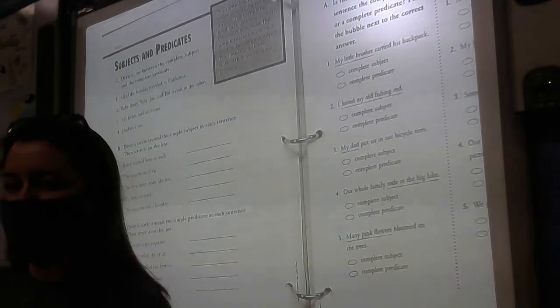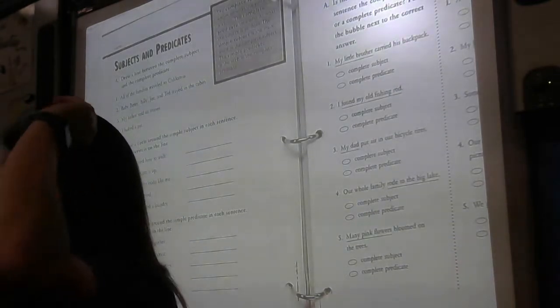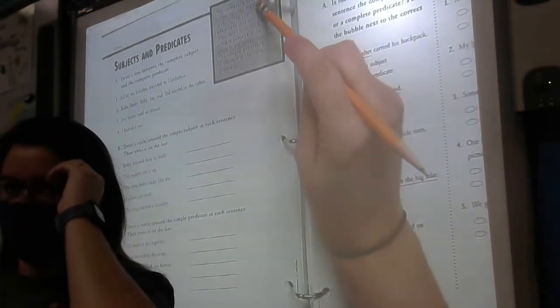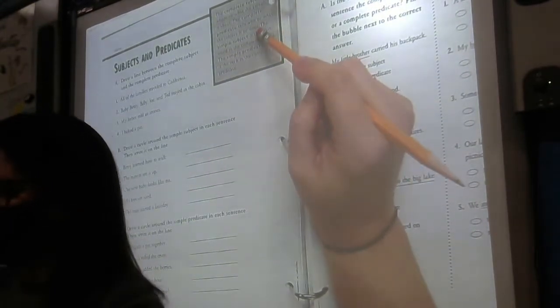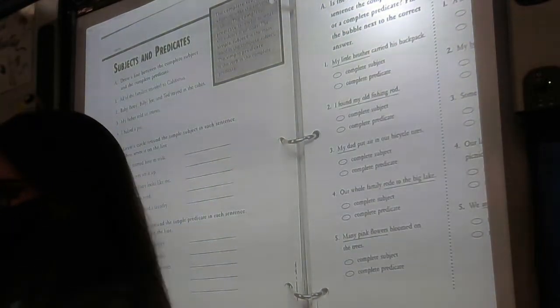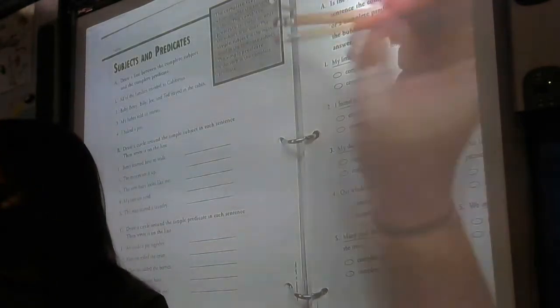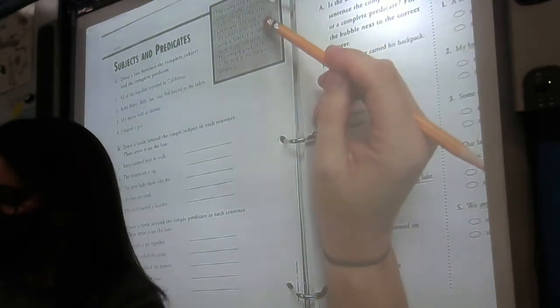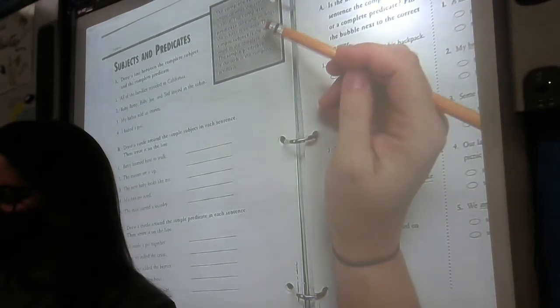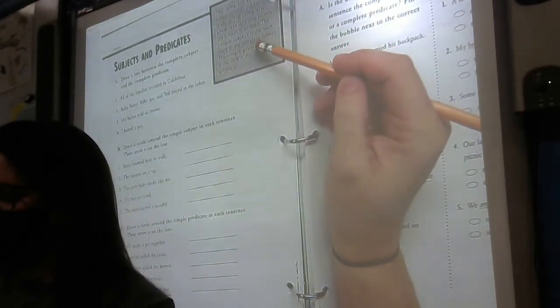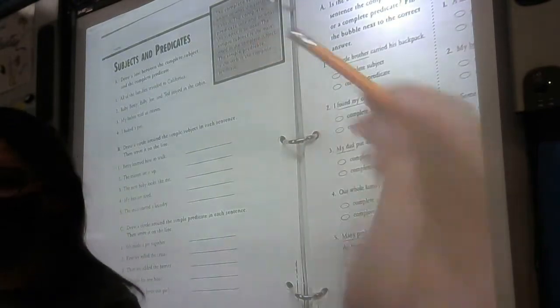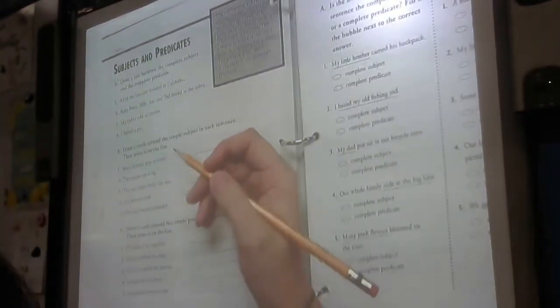Okay, it's my turn. All right, the top of the page first says subject and predicate. I'm in this gray box here. The complete subject tells whom or what the sentence is about, while the complete predicate tells what they are doing or have done. The simple subject is the main word in the subject, and the simple predicate is simply the verb. So with your pencil, we're going to draw what I call a fence post.